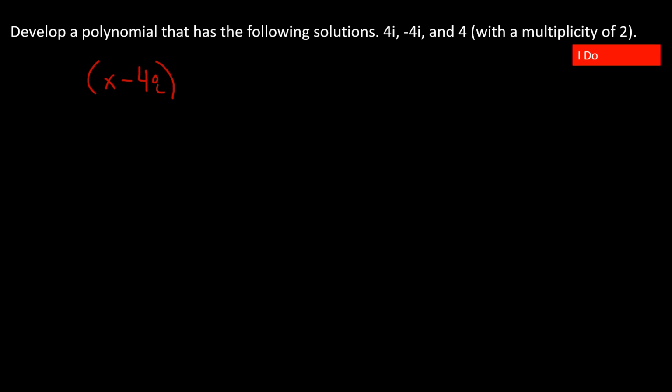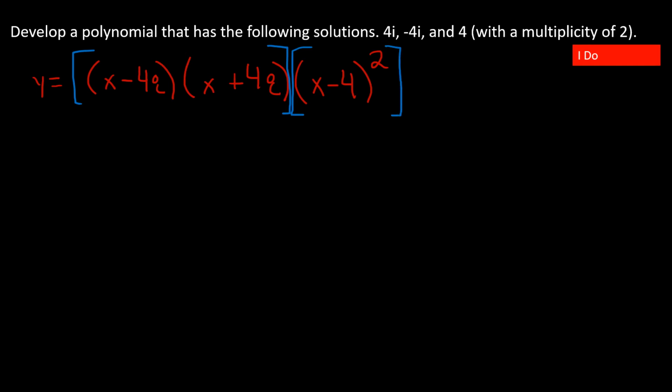The second one says negative 4i, so that means that we're going to have x plus 4i. And lastly, if 4 is a factor, that means that we would have x minus 4 with a multiplicity of 2, which means we have this squared. So this would be y equals. And we're going to want to expand this. What I'm going to do first is I'm going to work on this group here. I'm going to chunk this and this one here, and then we'll combine.